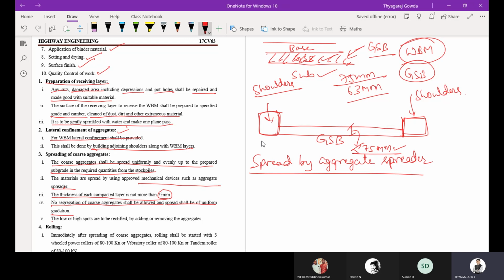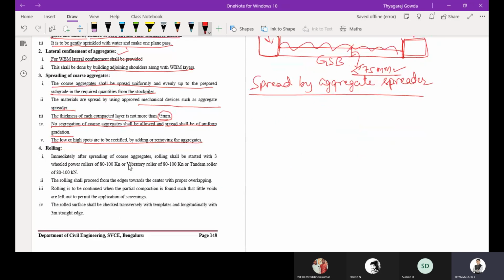Then the low or high spots are to be rectified by adding or removing the aggregate. So if there are any undulations in the layer when we add the aggregates, you are going to add or remove the excess aggregates and roll it. Then rolling, how will rolling commence?